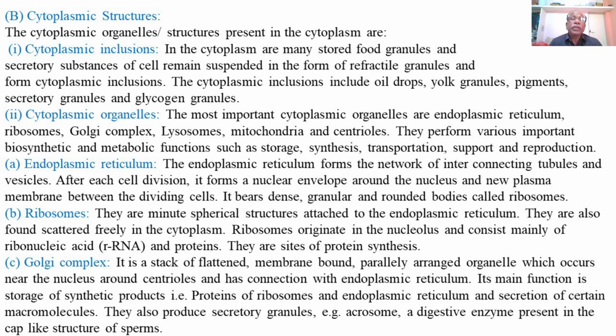So we'll explain these cytoplasmic organelles or cell organelles one by one. First one is endoplasmic reticulum. The endoplasmic reticulum forms the network of interconnecting tubules and vesicles or lamellae. After each cell division, it forms a nuclear envelope around the nucleus and a new plasma membrane between the dividing cells. It bears dense, granular, and rounded bodies on its surface called ribosomes.